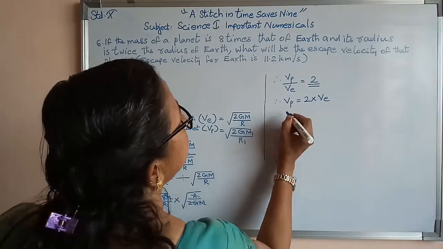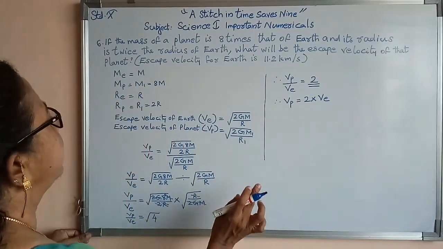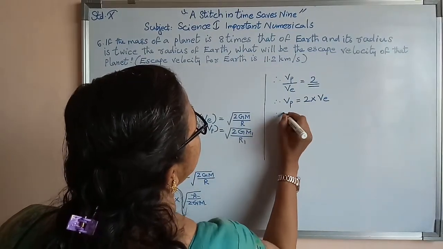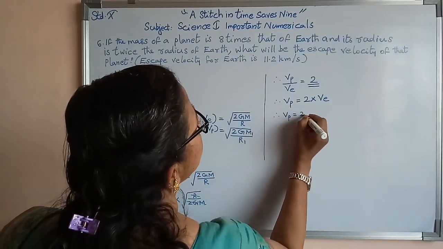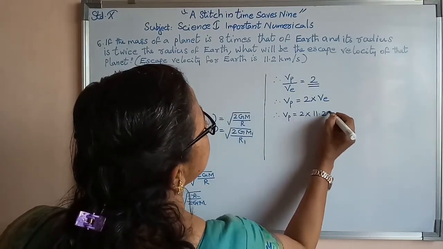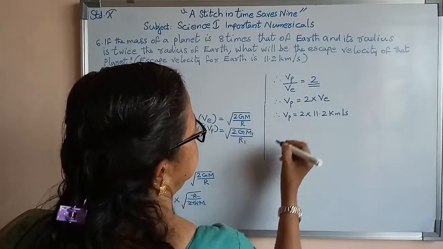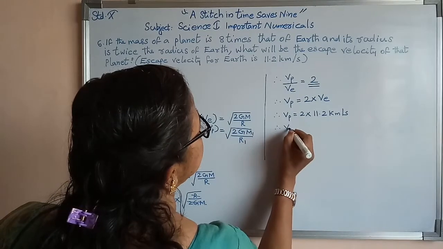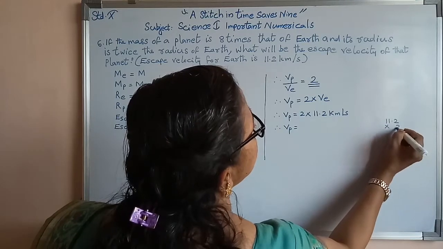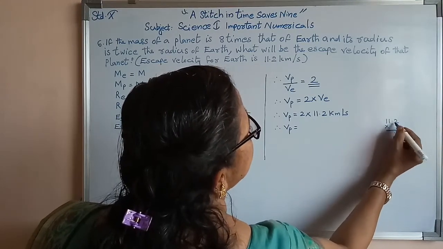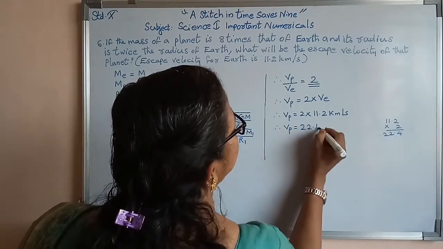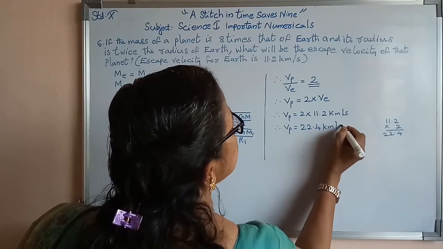Now the escape velocity of earth we already have. How much? 11.2 km per second. So therefore Vp is equal to 2 into the escape velocity of the earth, 11.2 kilometer per second. So our answer will be: escape velocity of planet is equal to 11.2 into 2. 2 2s are 4, decimal. 2 1s are 2. So our answer is 22.4 kilometer per second.